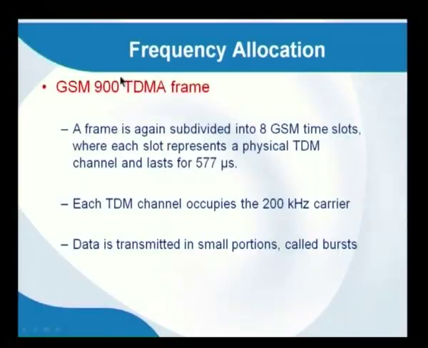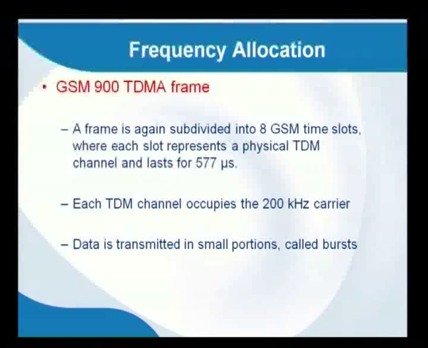We learned that GSM is mixing time division multiple access with frequency division multiple access. Let us learn the GSM 900 TDMA frame. A frame is subdivided into 8 GSM time slots, where each slot represents a physical time division multiple access TDM channel, and it lasts for 577 microseconds. Each TDM channel occupies a 200 kHz carrier.